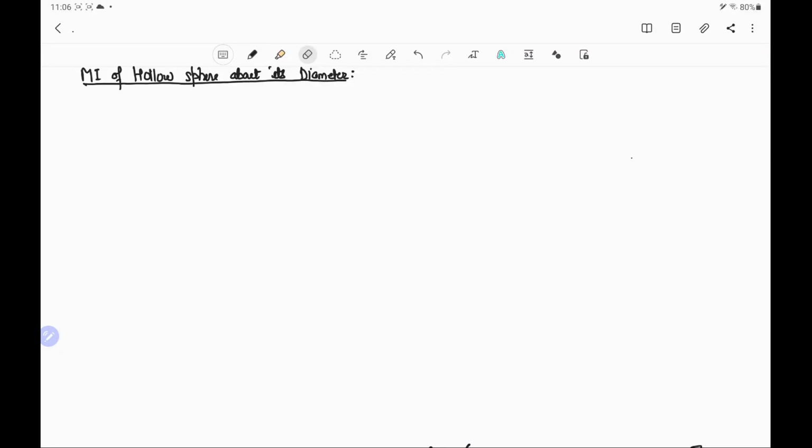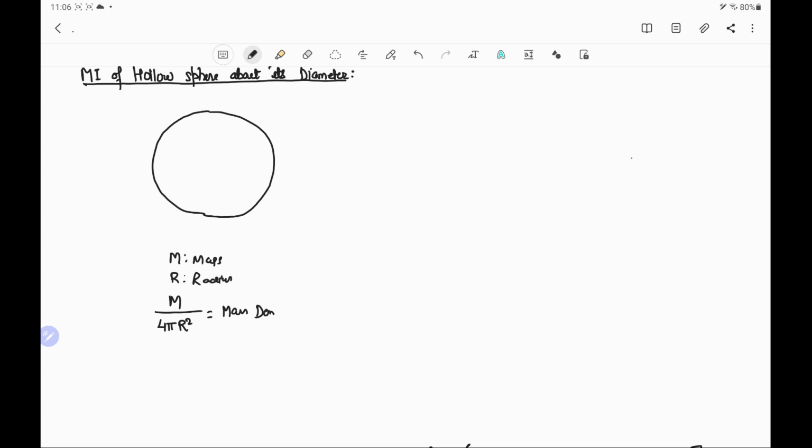Next, we have to find the moment of inertia of a hollow sphere about its diameter, considering that mass is uniformly distributed over its surface. Suppose this is the hollow sphere. Its mass is m and radius is r. Therefore, its mass density will be, because mass is distributed over the surface area, 4 pi r square for the sphere. So m by 4 pi r square is the mass density.